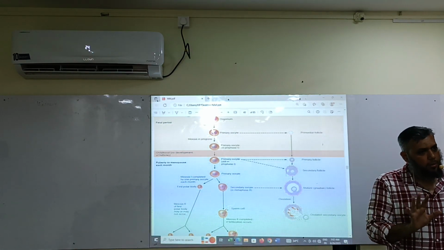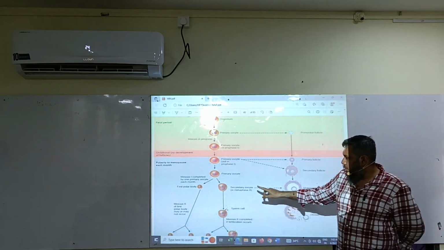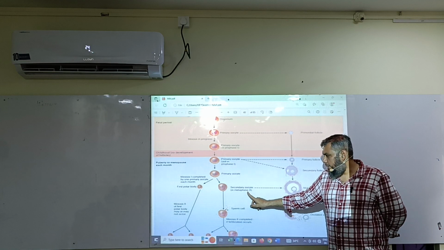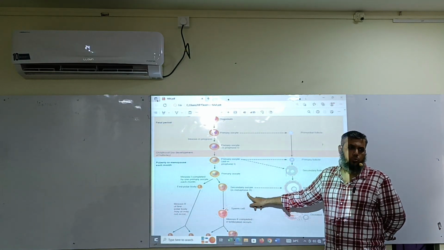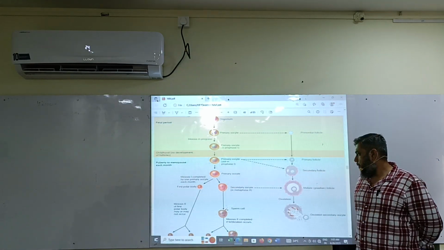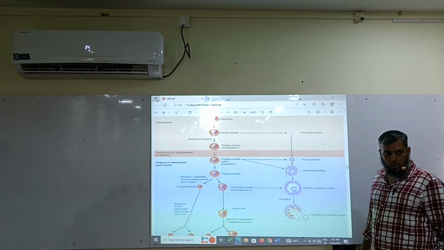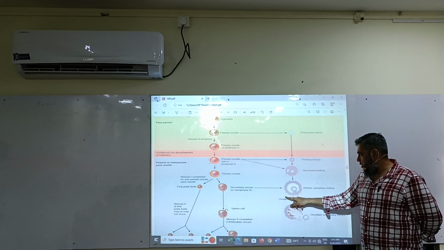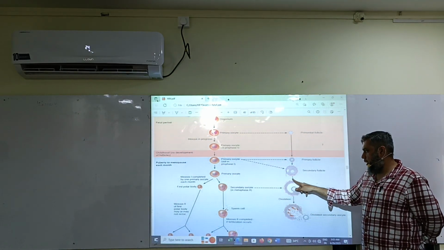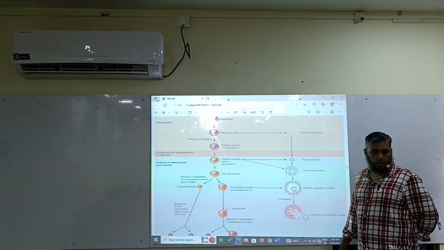Right or not? But here the secondary oocyte is arrested in metaphase 2 of meiosis 2. Where is it arrested? Metaphase 2 of meiosis 2. And it is inside a structure called the mature follicle or the Graafian follicle.